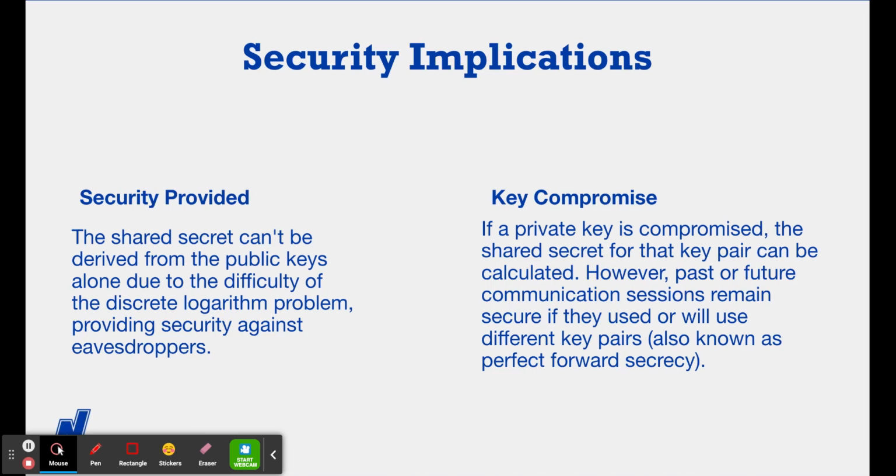A property known as perfect forward secrecy is that it is crucial to remember that the strength of the DHKE relies on the proper generation, exchange, and disposal of the keys.